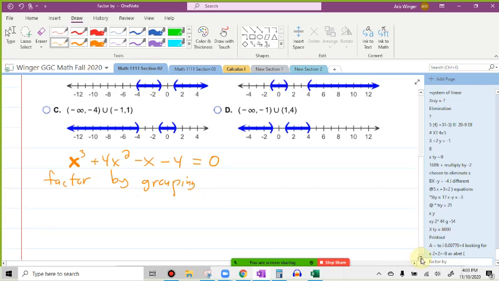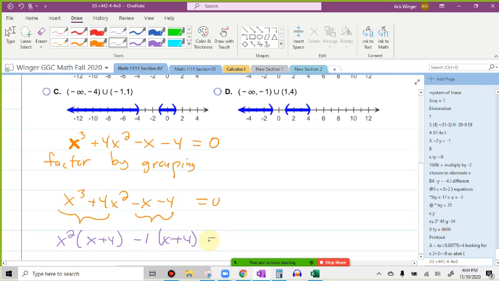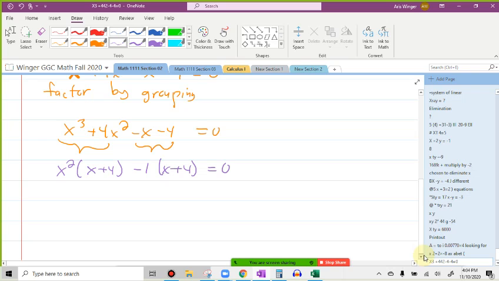What in the world does that mean? Let's take a look. That means that we'll take x cubed plus 4x squared minus x minus 4, and then we will factor them into groups. We'll notice that the first two terms have x squared in common, leaving an x plus 4. The next two terms both have a minus sign, leaving an x plus 4. We know how to factor this. That means that they both have x plus 4 in common. We'll factor that out, and that leaves us with x squared minus 1.